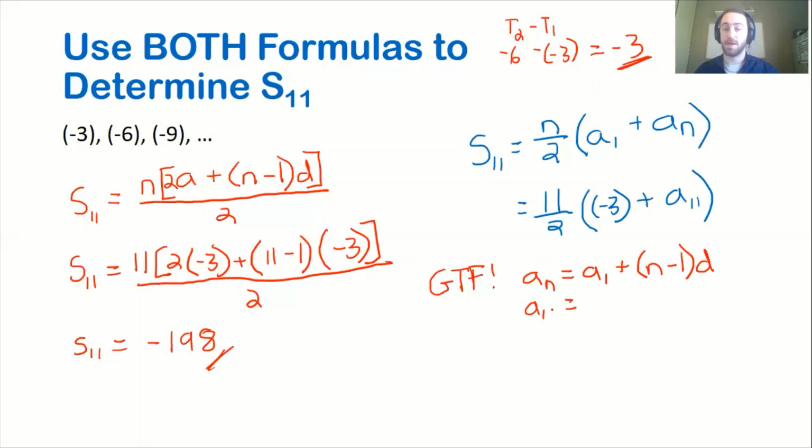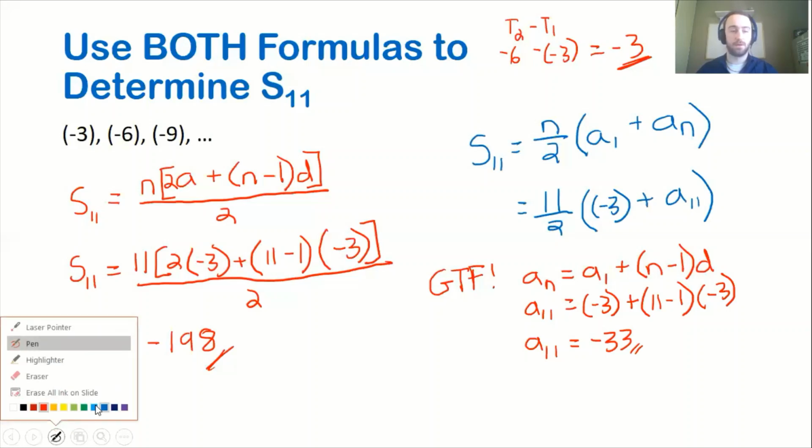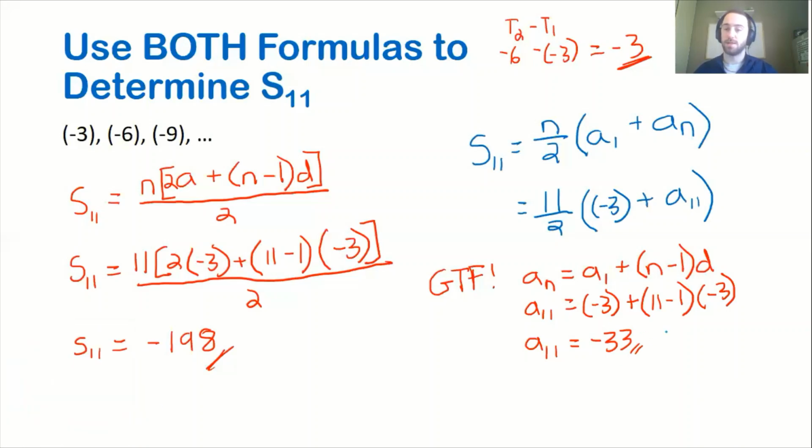So A sub 11 in this case, right? Because we're looking for the 11th term. A sub 11 is A sub 1, which is -3, plus n minus 1, so 11 minus 1, multiplied by D, which again is -3. Giving us an answer of our 11th term to be -33. That's great. Now we can go ahead and sub that back in for A sub 11.